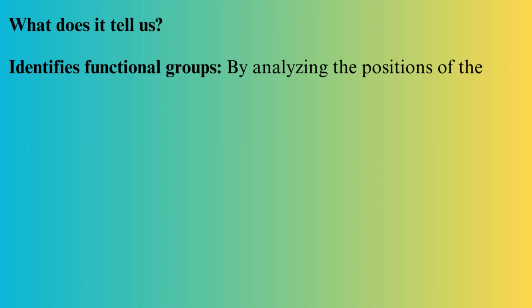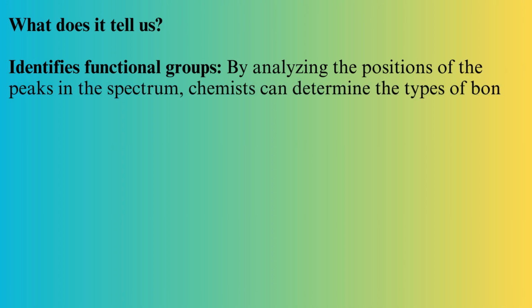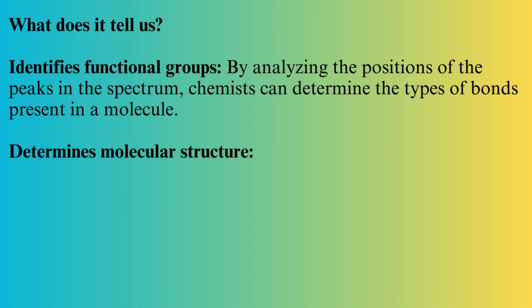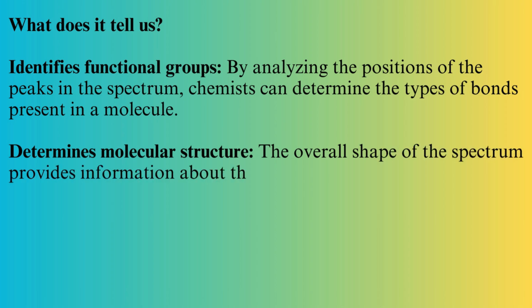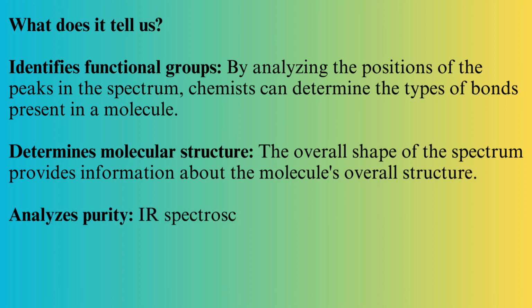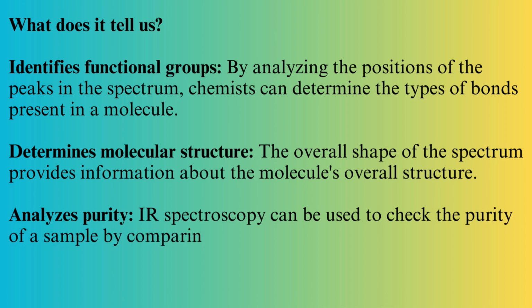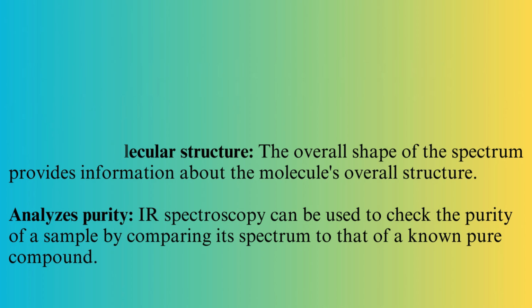What does it tell us? It identifies functional groups by analyzing the positions of the peaks in the spectrum. Chemists can determine the types of bonds present in a molecule. It determines molecular structure: the overall shape of the spectrum provides information about the molecule's overall structure. It analyzes purity: IR spectroscopy can be used to check the purity of a sample by comparing its spectrum to that of a known pure compound.